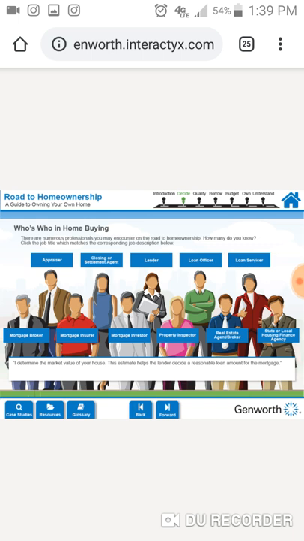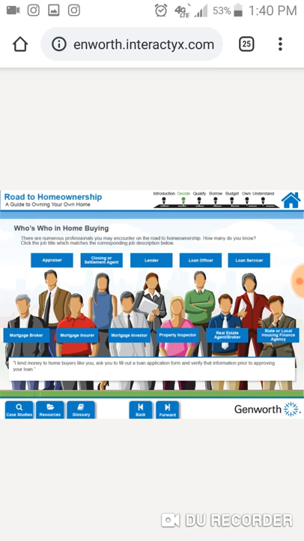I determine the market value of your house. This estimate helps the lender decide a reasonable loan amount for the mortgage. Let's say appraiser. Correct. Click to continue. Who's next? I shop for mortgage loans on your behalf. I have access to more loan programs than a loan officer does. Let's say mortgage broker. Correct. Let's proceed.